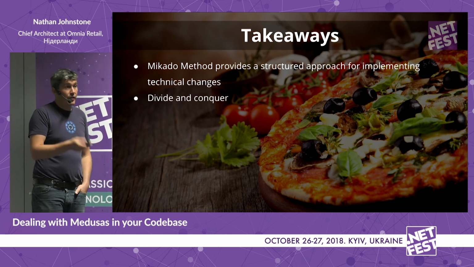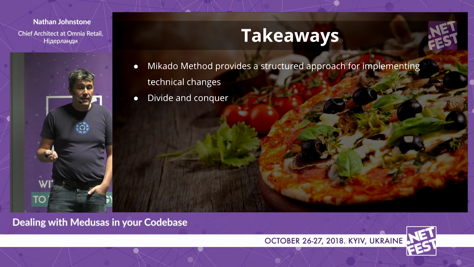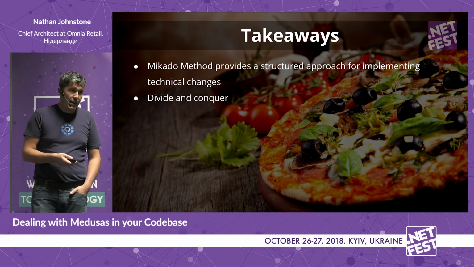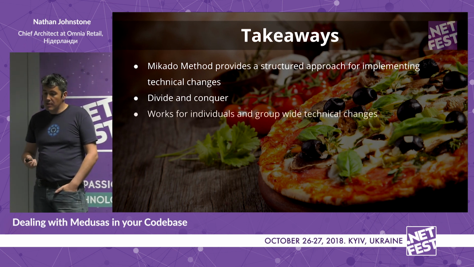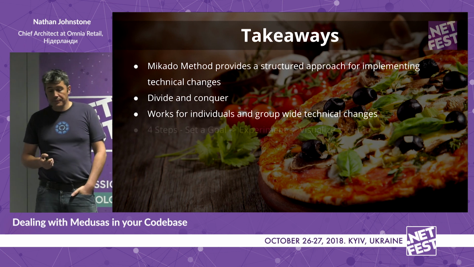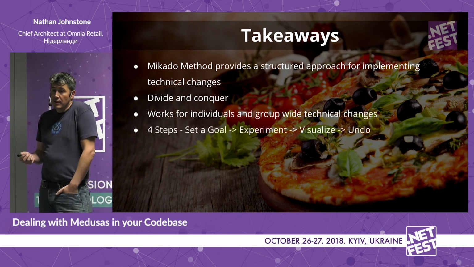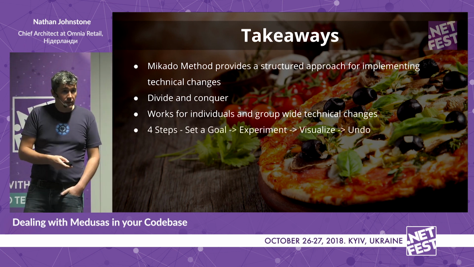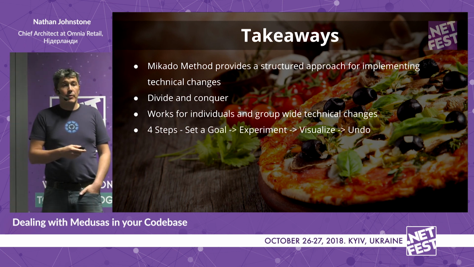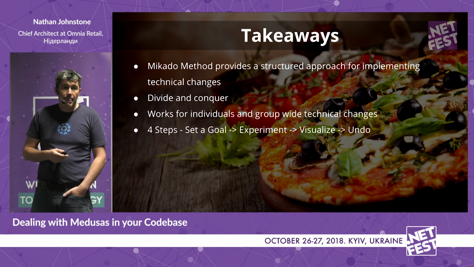You saw how when I did the first change, a lot of stuff went red. I just divided it, found something I could do first. More stuff went red, I divided that, and then I tackled those first. Just divide and conquer. Works for individuals and groups. There's only 4 steps. Set a goal, experiment, visualize, undo, and then go back and do another experiment. Set another goal, do more experiments. That's all you've got to do.